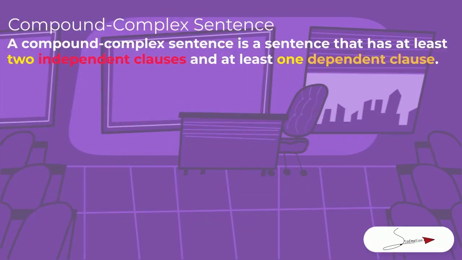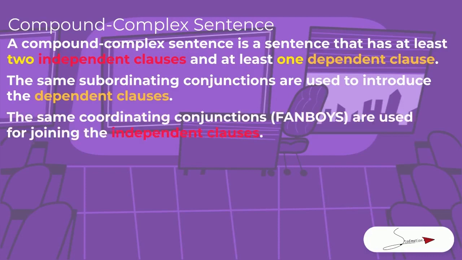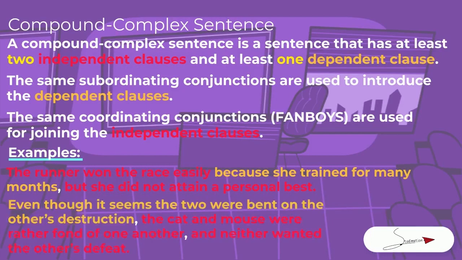A compound complex sentence is a sentence that has at least two independent clauses and at least one dependent clause. The same subordinating conjunctions are used to introduce the dependent clauses. The same coordinating conjunctions, or FANBOYS, are used for joining the independent clauses. Examples: the runner won the race easily because she trained for many months, but she did not attain a personal best. Even though it seems the two were bent on the other's destruction, the cat and mouse were rather fond of one another, and neither wanted the other's defeat.